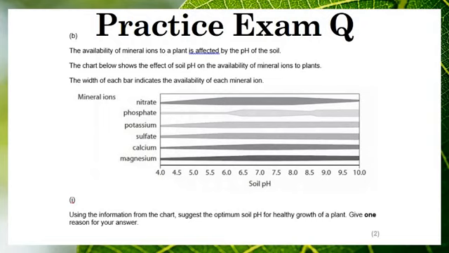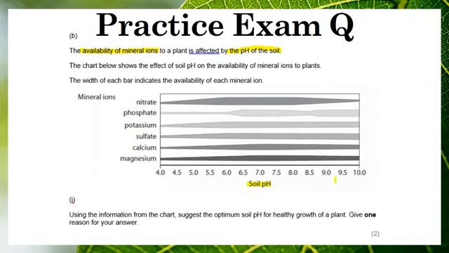For the next question, we're looking at the availability of mineral ions and how they're affected by the pH of the soil. So you have a chart below that shows the effect of soil pH on the availability of mineral ions to plants. The width of each bar indicates the availability of each mineral ion. So if it's a skinny bar, it's not available. If it's a chunky bar, it is available. You have all these different mineral ions running down the y-axis, and on the x we are looking at soil pH between 4 and 10.